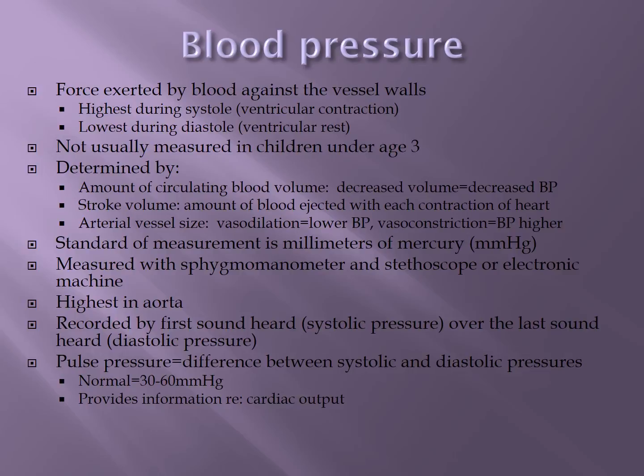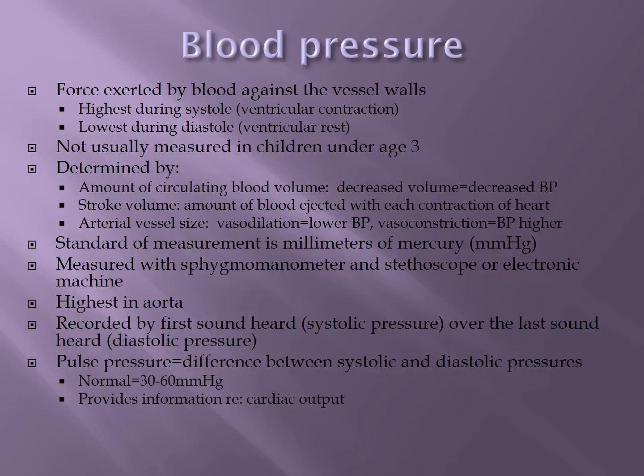We are going to place the blood pressure cuff over the upper arm, place the stethoscope over the brachial artery, pump the cuff up, and then start letting the air out of the cuff. And the first sound that we hear will be the systolic pressure, and then the last sound that we hear is the diastolic pressure.